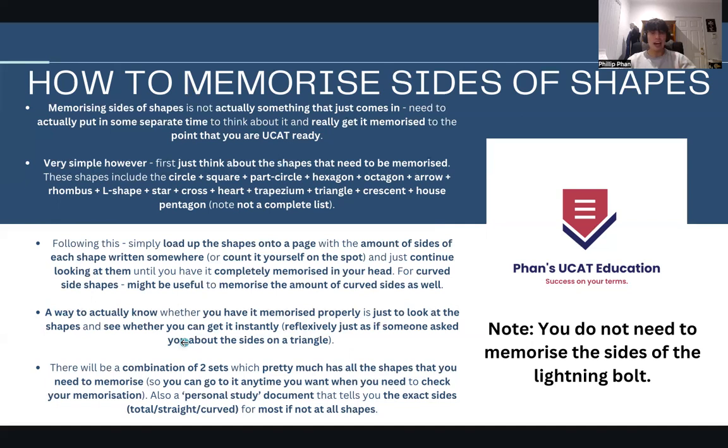So how do you know whether you've memorized it properly? You've memorized it properly once you can look at the shape and get it instantly, reflexively. If someone asks you the sides of a square, or a triangle, you'd be able to say 4, 3 very quickly, right? It's the same thing here. You don't even need to think about it, it just comes. It brings itself up really easily. Once you can get to that stage where you can just say, oh, star 10, hexagon 6, then that's exactly when you've memorized enough. Okay, so that's how you do that.